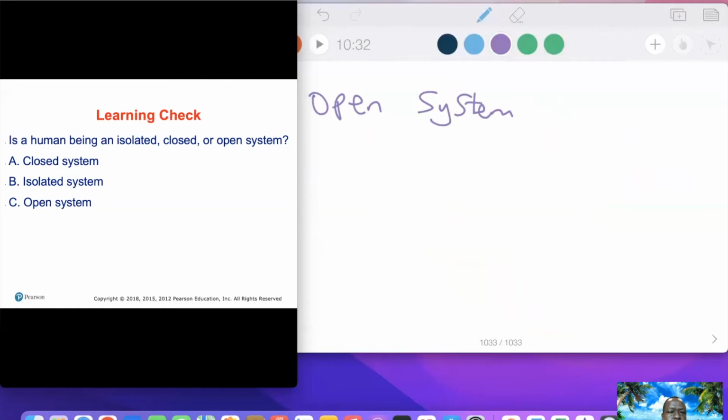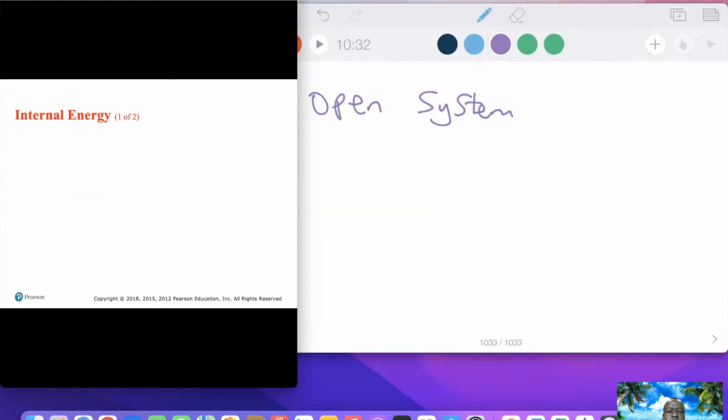Why is it an open system? If you hold somebody, you can feel heat, right? That means it's giving away heat. If you sweat, you're losing mass. So we consider that an open system. Look at more examples in the text on classifying different systems as closed, open, or isolated.